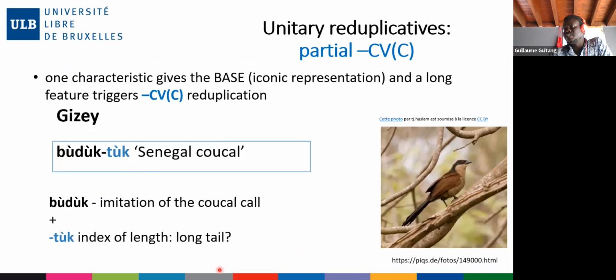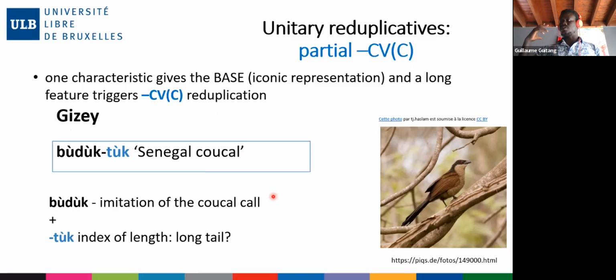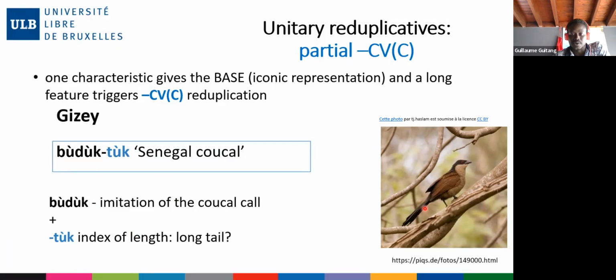The analysis I make of these forms is that there is one characteristic of the base, which is an iconic representation of a feature of the animal or the plant. And then there is a long feature of the animal or the plant which triggers CVC reduplication. So if you take the case of the Senegal coucal Bututu, in tales, when you find people imitating the sound of the Senegal coucal, it is always Bututu, Bututu, Bututu. So I have the impression that you have an imitation of the call, which is Bututu, and then you have a long feature, in my opinion, which triggers the CVC reduplication. And I was wondering if it is not related to the tail of this bird. So you tell me what you think about this analysis.